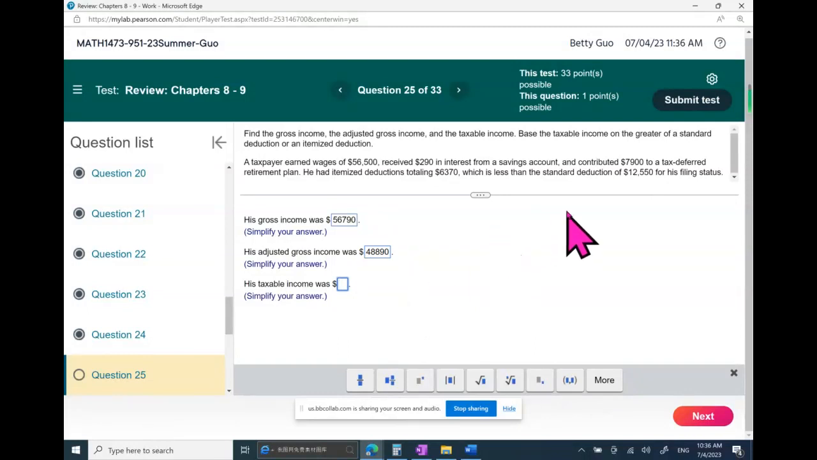Taxable income, well, we have to compare. That's the standard deduction, right? Standard deduction is $12,550. His itemized deductions total only 6,000, so no, we're not going to subtract itemized deduction. We're going to use the standard deduction. Remove the standard deduction from AGI to have his taxable income, so minus 12,550, and we have 36,340.